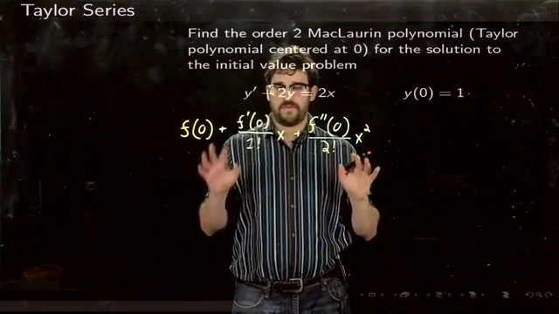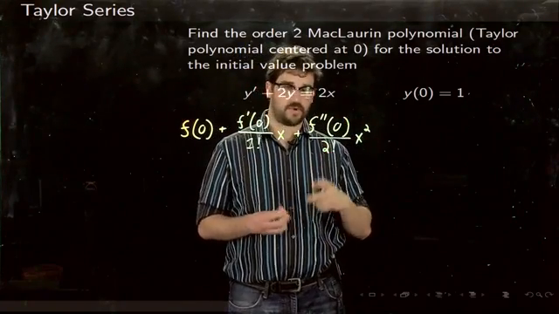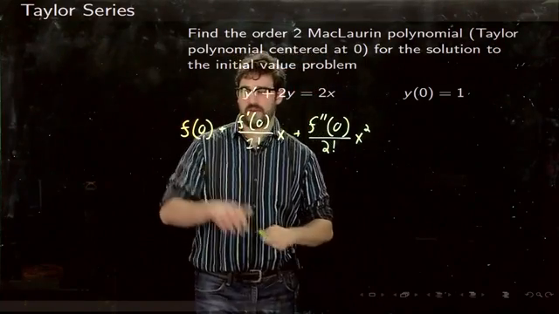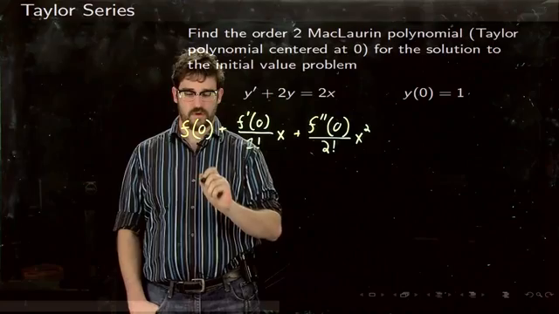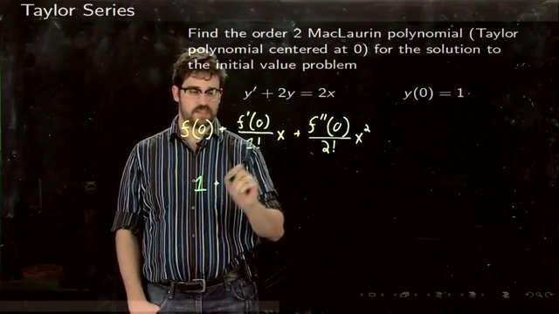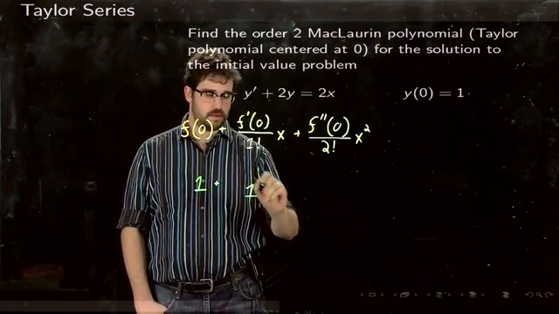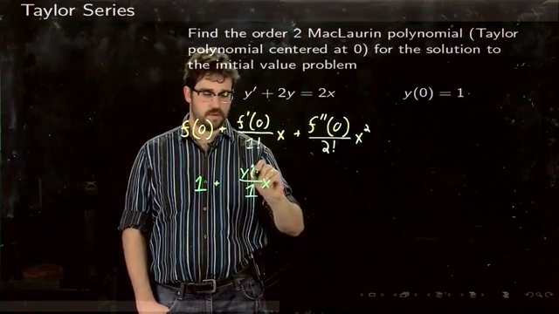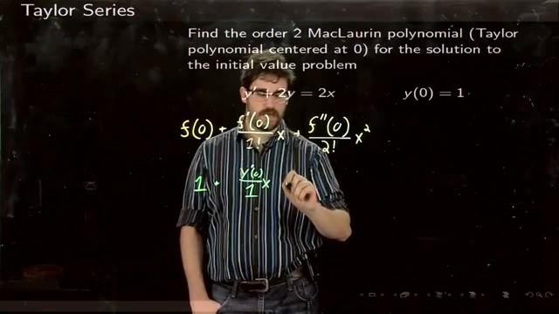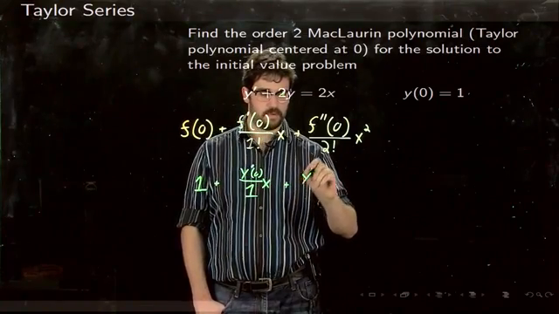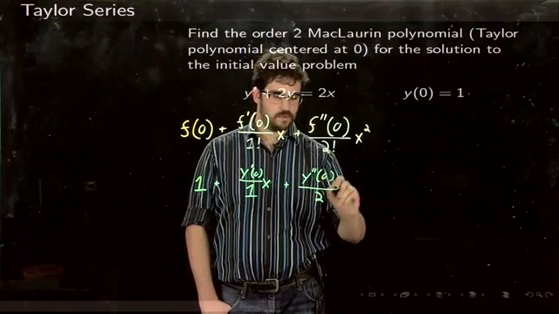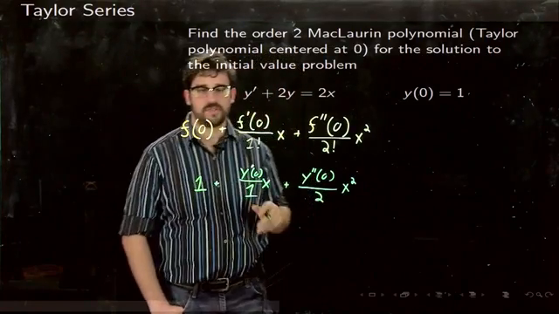So we have these f's, which are just in fact y's in this case. Let's see what we have. Well, we have y of 0, so we have a 1 here, plus 1 x over y prime of 0 plus y double prime evaluated at 0 over 2 x squared. So we have two values that we're missing.